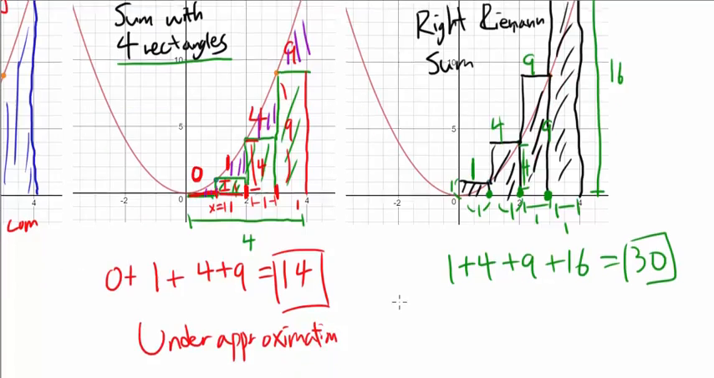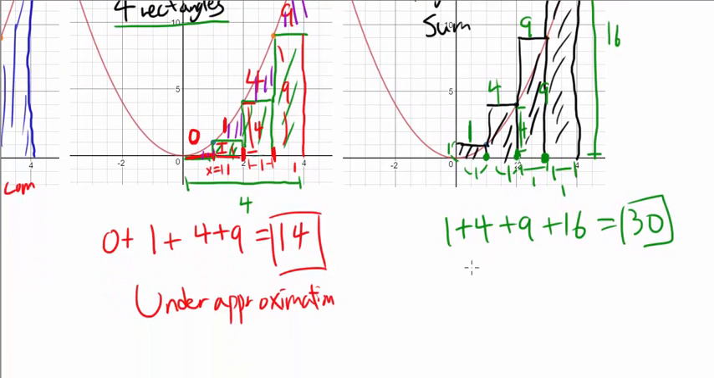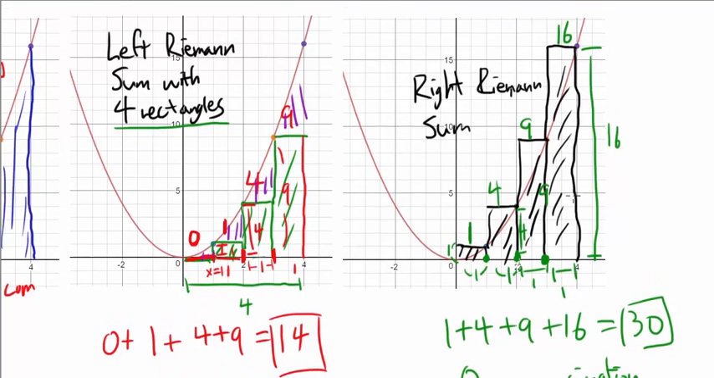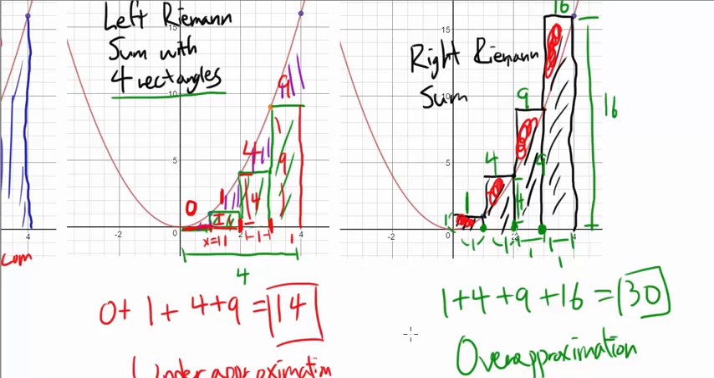And is this an under approximation or over approximation? It is an over approximation because the Riemann sum is actually more than the actual area under the curve. We have this extra part, this extra part, this extra part, and this extra part. So our sum is an over approximation.